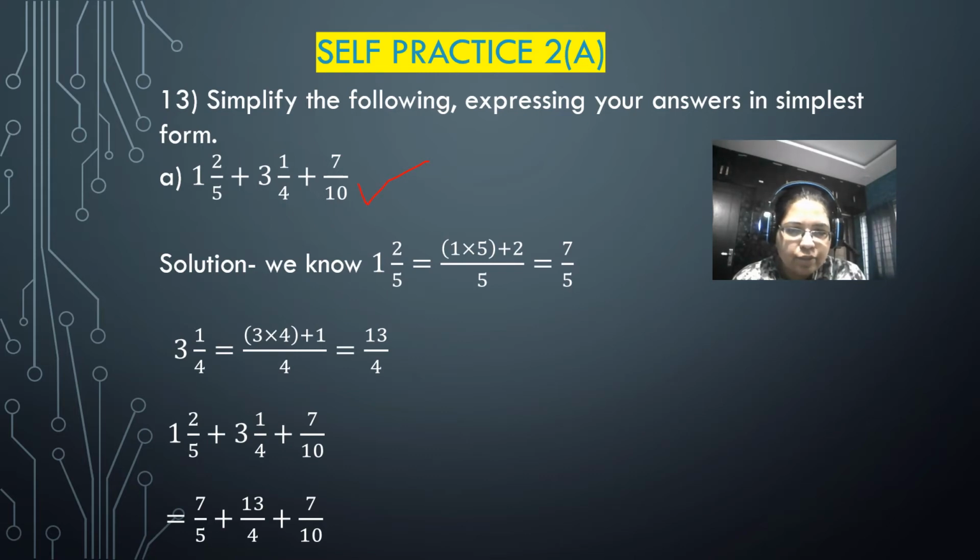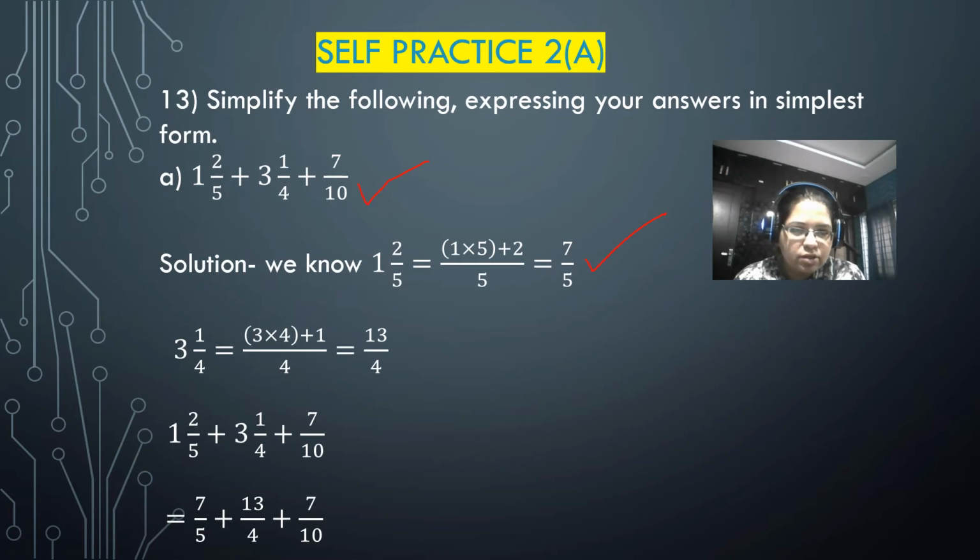So multiply the denominator 5 with the whole number 1, plus the numerator 2, divided by the denominator 5. So multiply 5 with 1 is 5, 5 plus 2 is 7, so 7/5. This is an improper fraction.